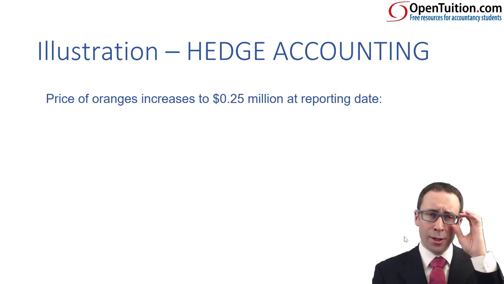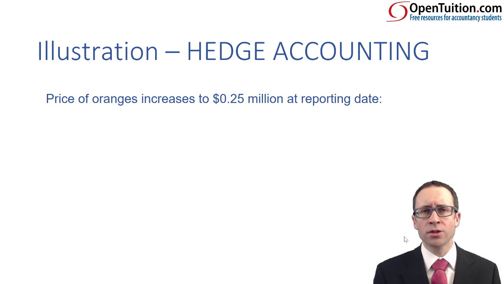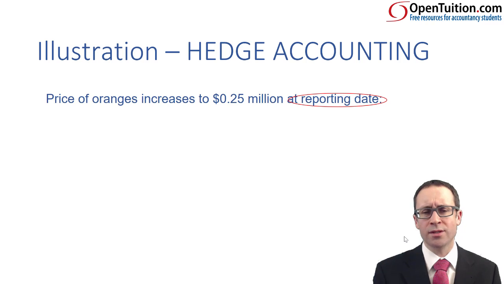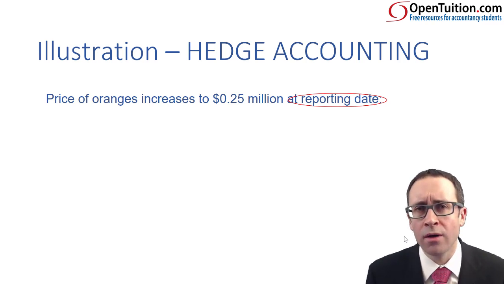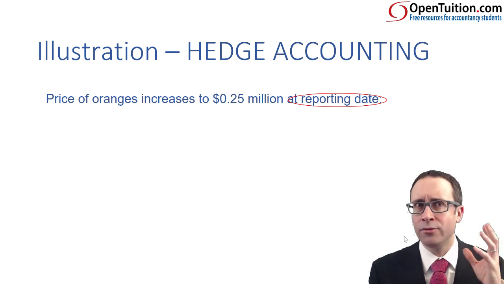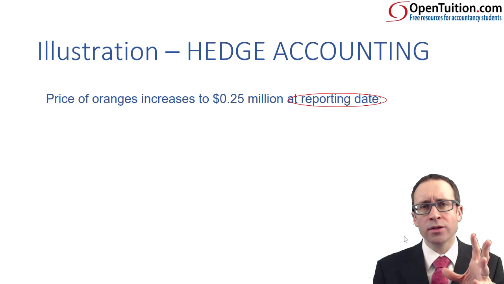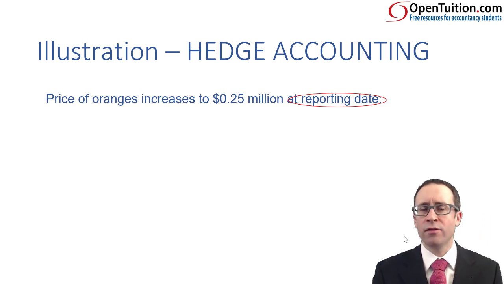We just left it, didn't we? We had, was it $0.2 million is what we'd entered into the futures contract for those 1 million oranges. Here, we're going to look at what happens at the reporting date within that transaction. If the price is increased at the reporting date to $0.25 million. So the price has risen. We haven't bought the oranges yet. Okay, but there's a movement on the value of the futures, isn't there?